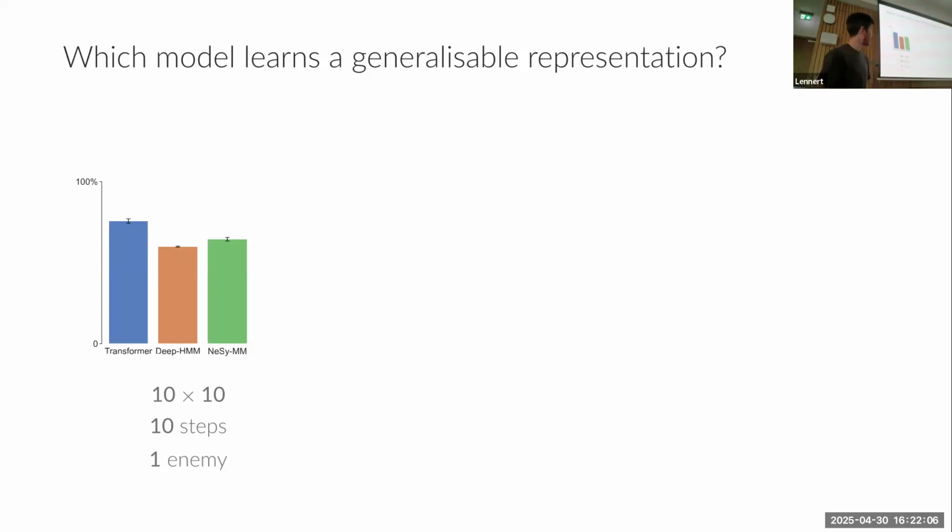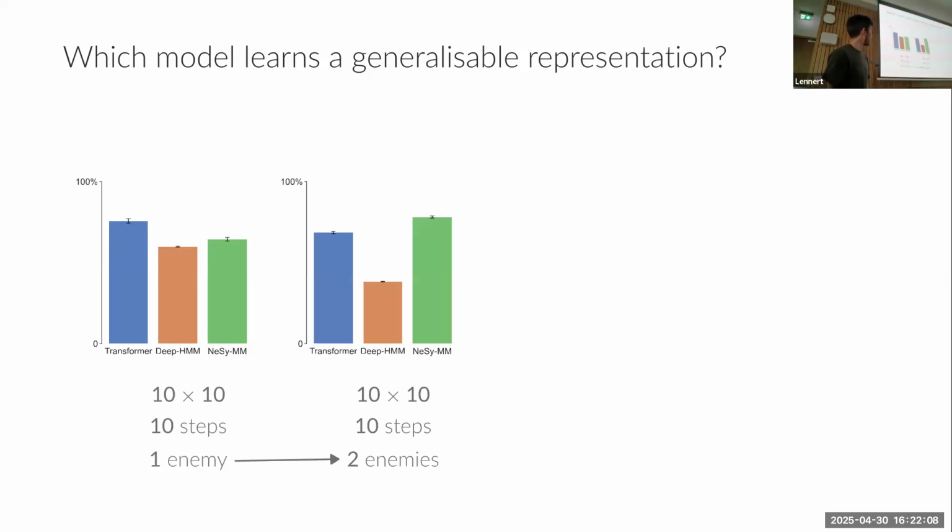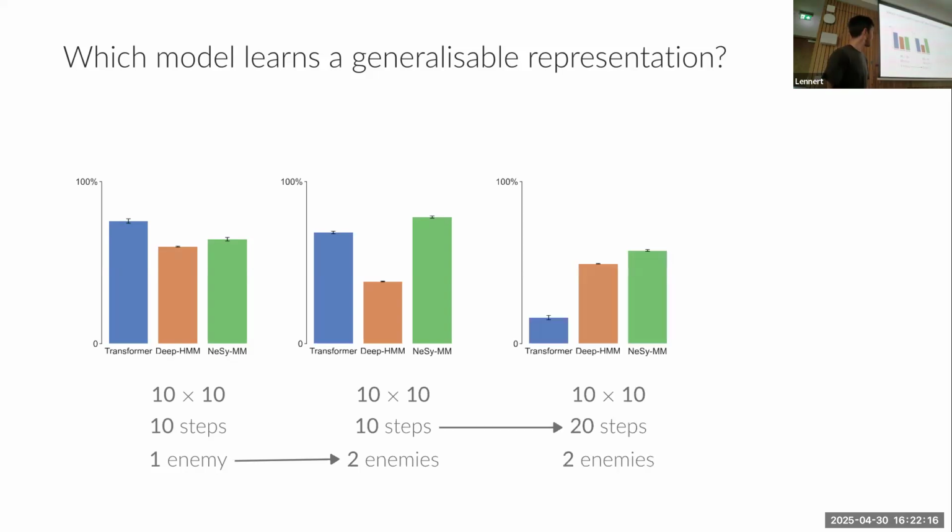Now, what happens if you move to 2 enemies? Then the balance shifts around a little bit already. Maybe not the biggest change ever, 1 or 2 enemies, especially since they are kind of weak enemies. But what if we increase the number of time steps, the sequence length?